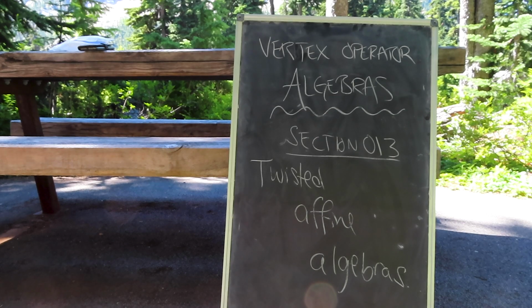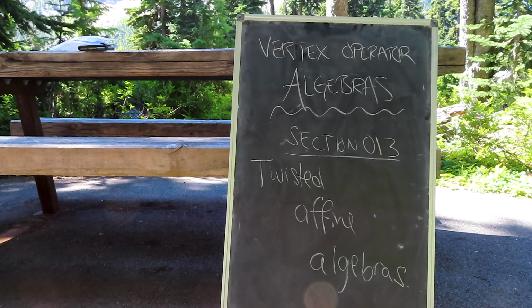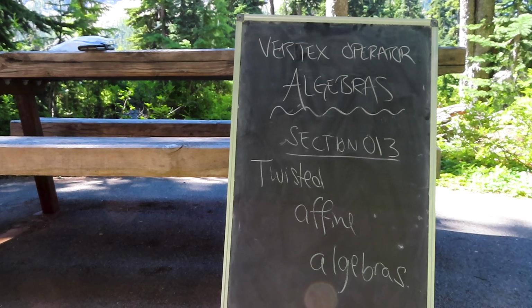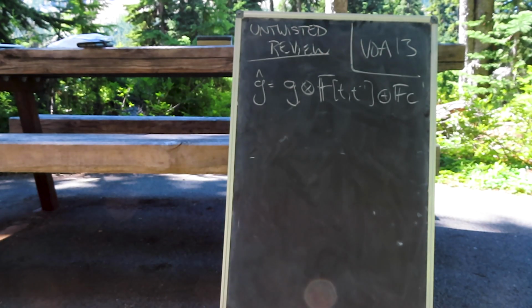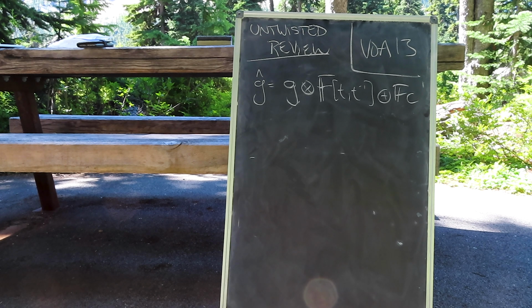Hey everybody, welcome back to our series on Vertex Operator Algebras. Today we are talking again about affine algebras, but this time with a twist. First, a quick untwisted review. Remember that we can build an affine Lie algebra from a Lie algebra G using the Laurent polynomials and a central extension, which affords a slightly complicated bracket structure.